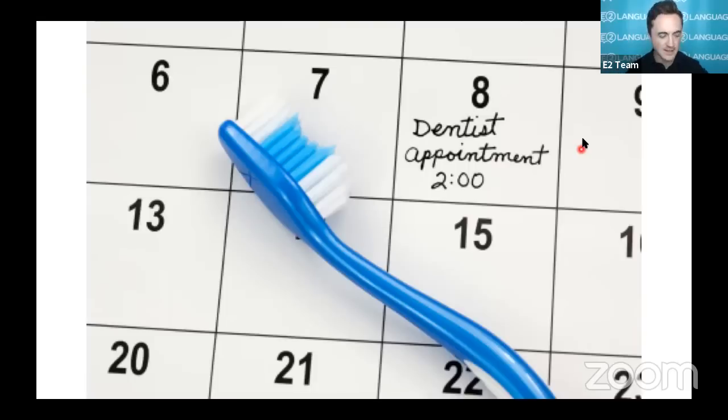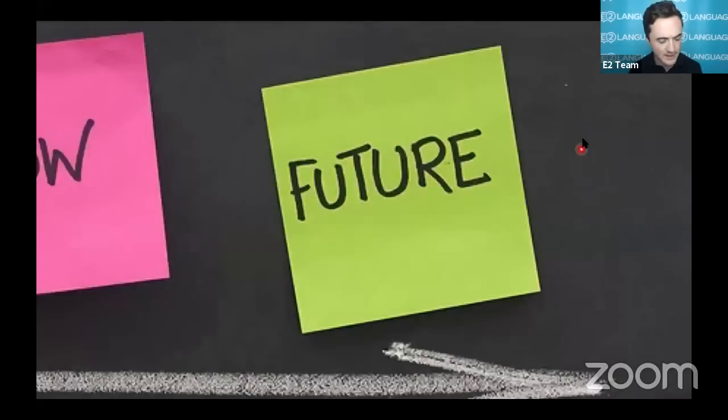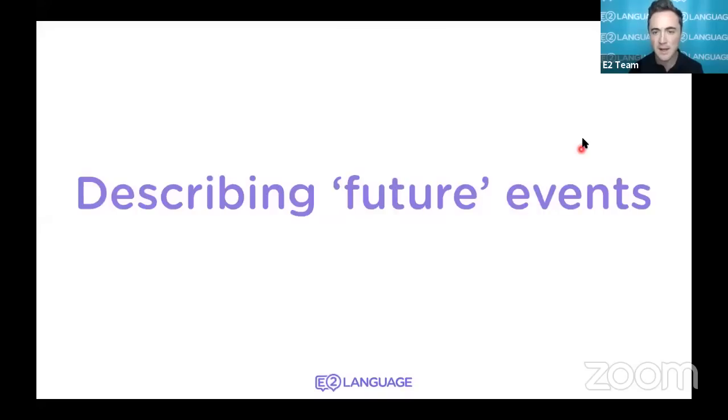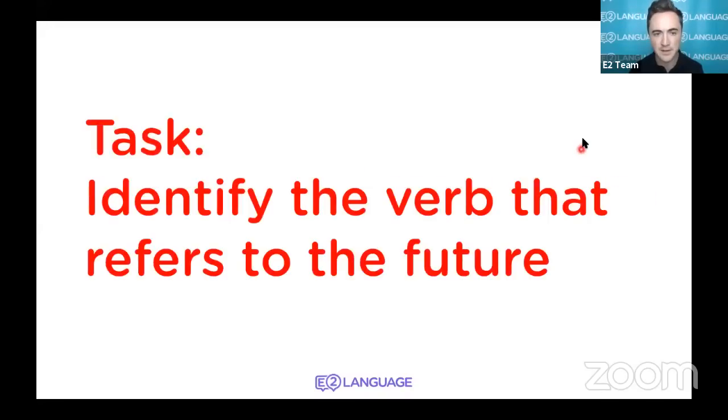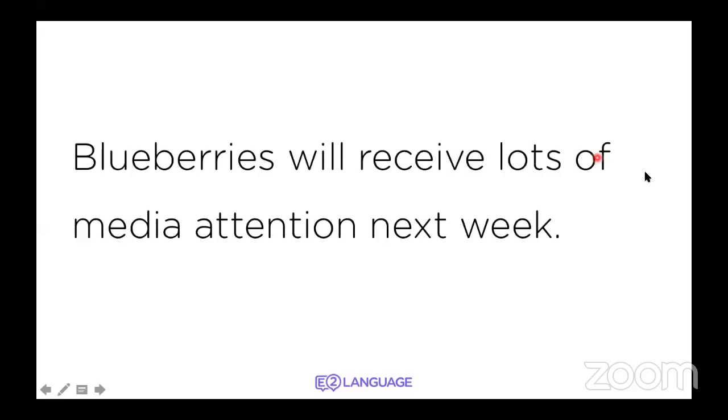It's interesting in English with verbs. Let's take a look. So we're going to look at future verbs, how to describe future events. First little task, I just want you to identify the verb that refers to the future. That's all you have to do. What's the verb that refers to the future? Type it into the chat, please. It may have two parts. I'll give you a little hint. It has two parts.